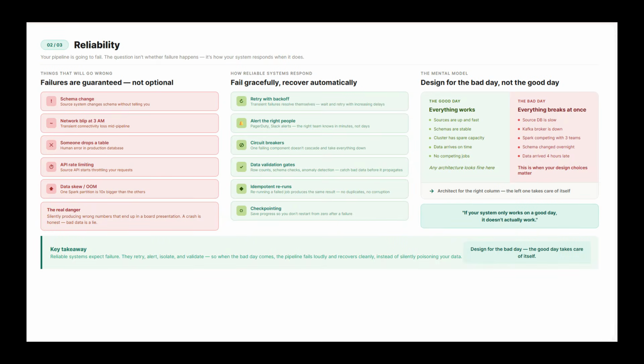A good mental model is this: design for the bad day, not the good day. On a good day, everything works. Any architecture looks fine on a good day. The difference shows up when your source database is slow, your Kafka cluster has a broker down, and your Spark job is competing for resources with 3 other teams. That's when your design choices matter.